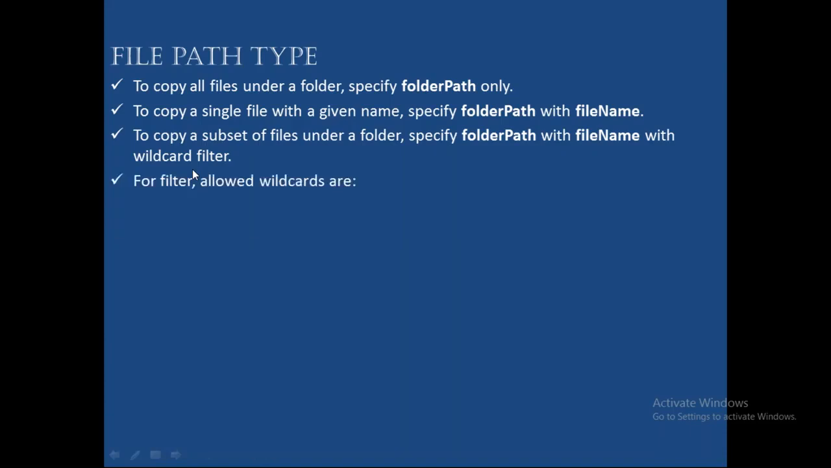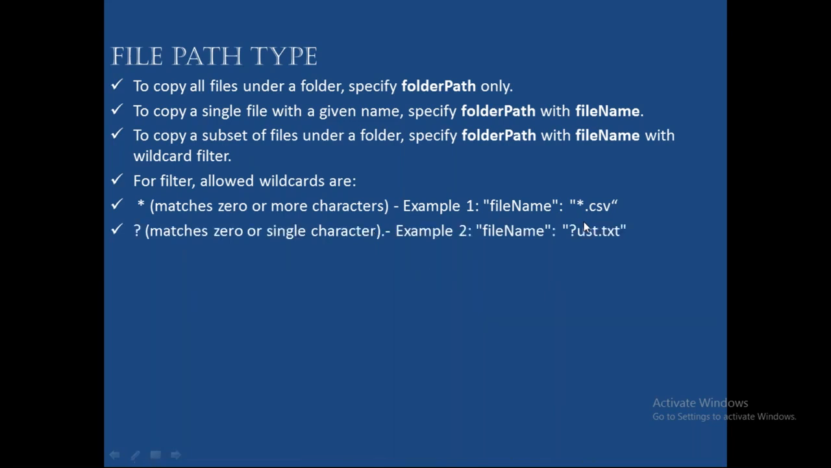For the filter, the wildcards are as follows. Star matches 0 or more characters. For example, file name star.csv means I don't care what the file name is; if the file has the extension .csv, I want to pick all those files. If it is star.json, it means all JSON files.